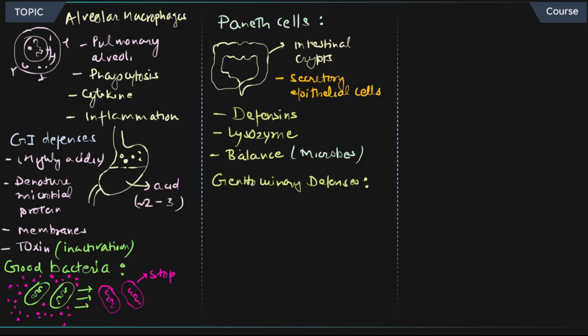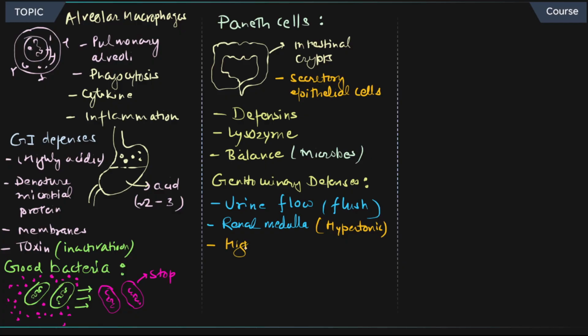Let's talk about the genitourinary defense system. Urine flow is one of the important examples, where flushing of our urinary bladder happens because of the flow of the urine. Then the renal medulla is also very, very important in immune defense. The renal medulla has a hypertonic environment, high osmolarity. Cells really don't like that kind of environment, and if there is any pathogen, it will be killed. So to stop microbes, we have a specifically hypertonic environment in the renal medulla.